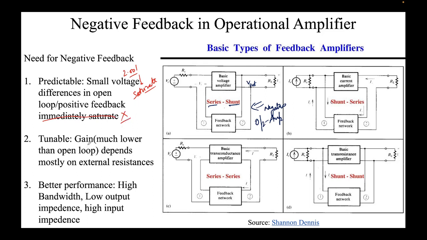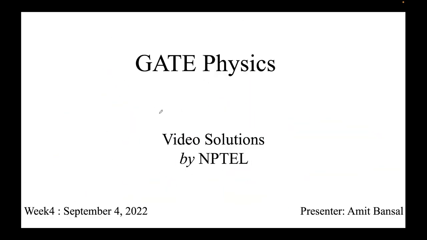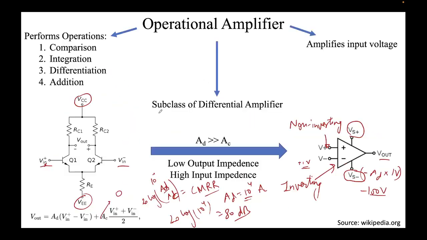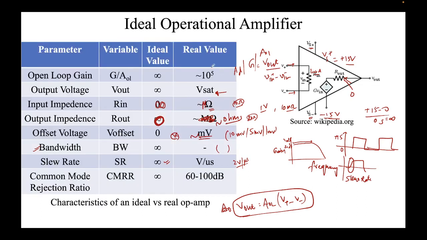Tunable. Now the gain is always fixed, 10 to the power 5. However, by providing feedback, we can change this gain. So who decides the gain? I said 10 to the power 5, open loop gain. But by providing a feedback circuit, we can change this. We can make it 10, we can make it 100, we can make it 10 to the power 4. We cannot increase it obviously beyond this, but we can change it.